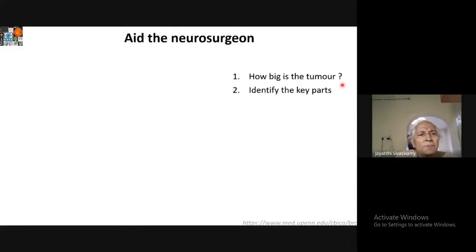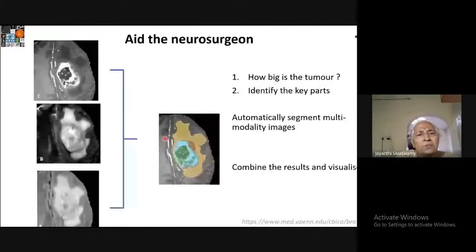So you take all of them, process each one of them, and then you combine the results and show it on the original T1 MR image. So you combine the results and visualize. These colors are all pseudo colors, they're really not colors. They are just gray values mapped to some color. So this is another example of how you can use image analysis to help a neurosurgeon.